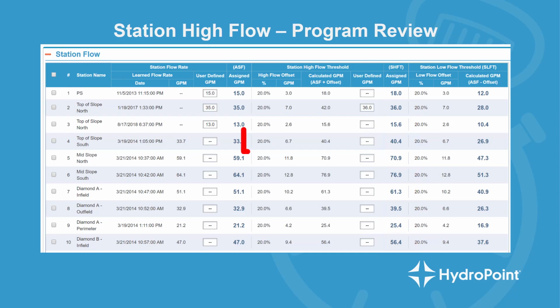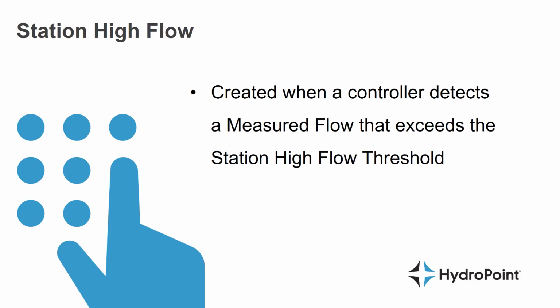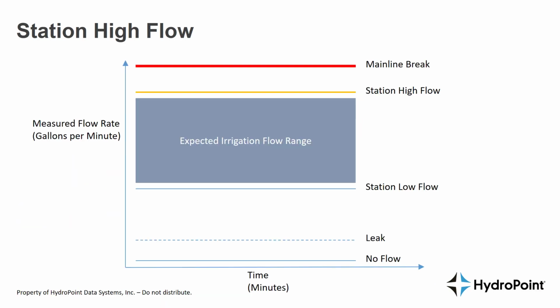In this example, the station high flow offset is set to 20%. So here on station 4, where the learned flow value is 33.7 gallons per minute, the station high flow threshold is set to 40.4 gallons per minute. And a station high flow alert is created when the controller detects a measured flow that exceeds that station high flow threshold. In other words, your assigned station flow value should run right through the expected irrigation flow range.